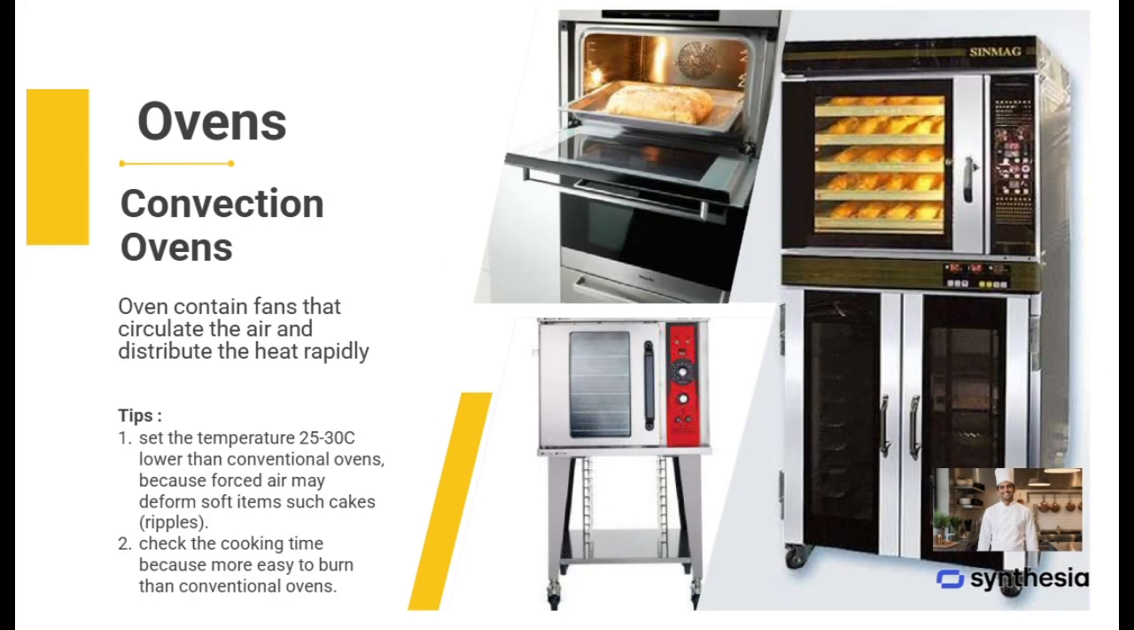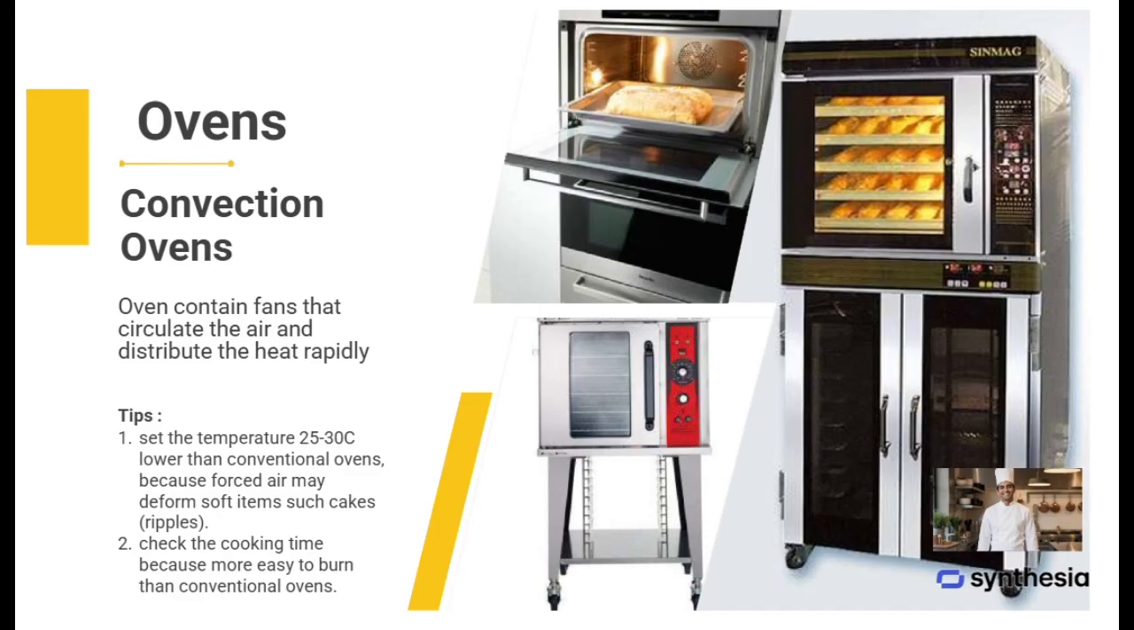Next, let's look at another type of oven: the convection oven. The main difference between a convection oven and a conventional oven is the fan inside the oven. The fan circulates hot air throughout the oven chamber, allowing heat to reach the product more quickly and evenly. Because the heat circulates more efficiently, convection ovens can generally cook or bake products faster than conventional ovens.